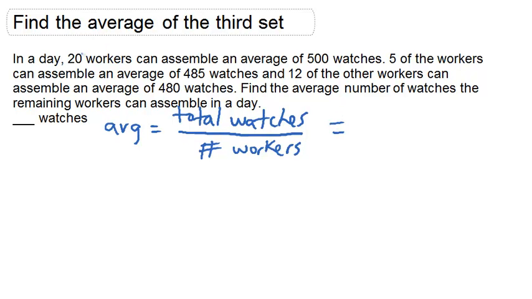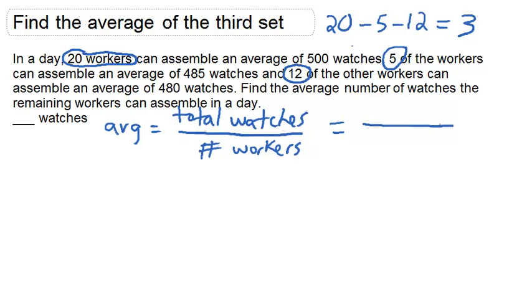Well, we know we started off with 20 workers. That's the total number of workers. Then we talked about these 5 who made 485, and then 12 that made 480. So if we take the total number of workers and subtract each of these parts, we would figure out that there's 3 workers left that haven't been talked about. So let's figure out how many watches these 3 workers made.